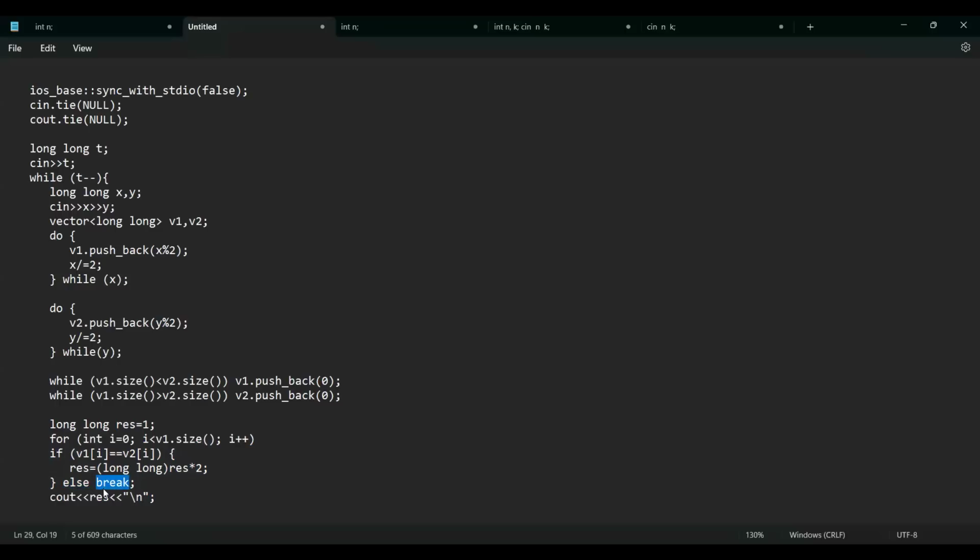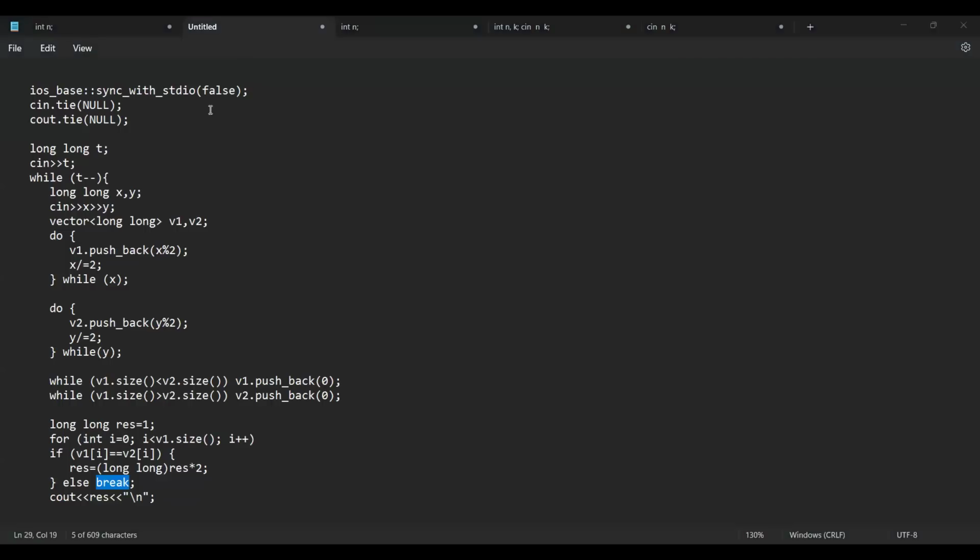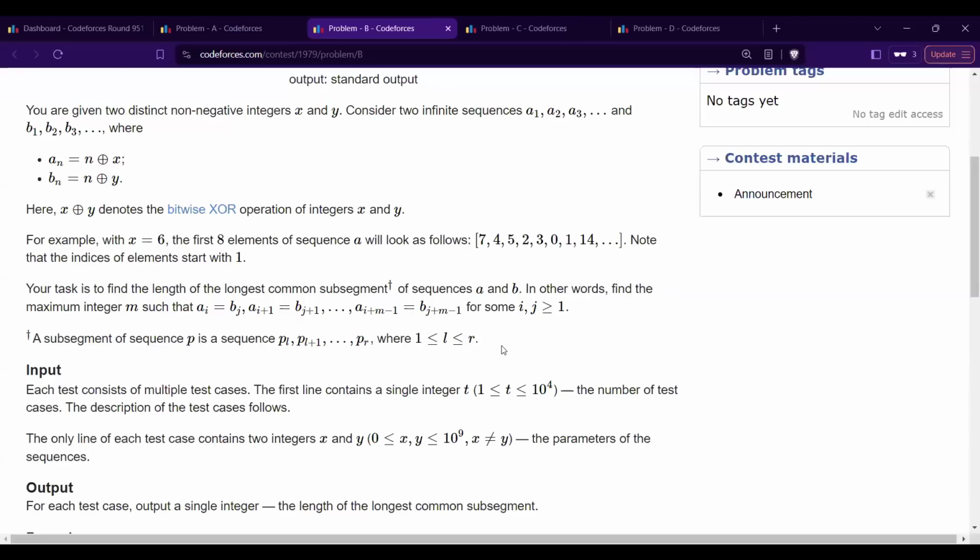So, does anyone have any doubt regarding the implementation? Okay, let's go to the next problem. I'm sorry, I'll rush a little bit now because we have already wasted a lot of time. But in case you have doubts, feel free to ask. I won't skip any doubt.